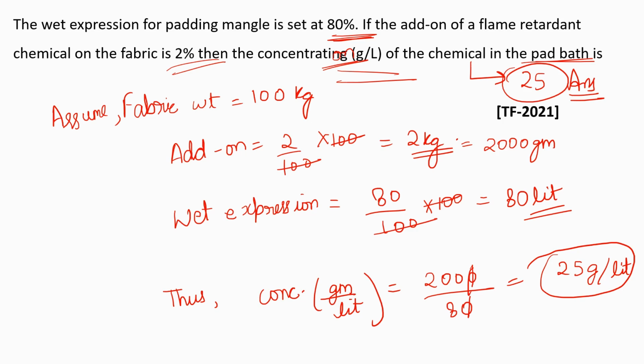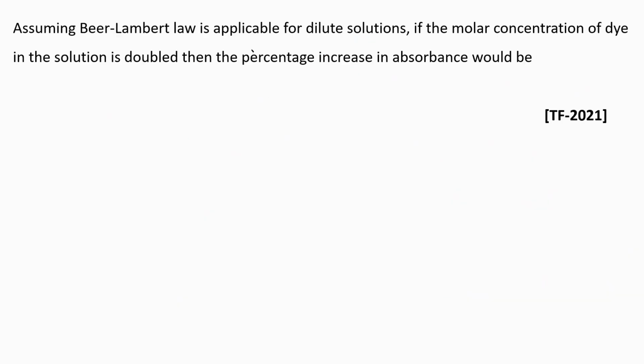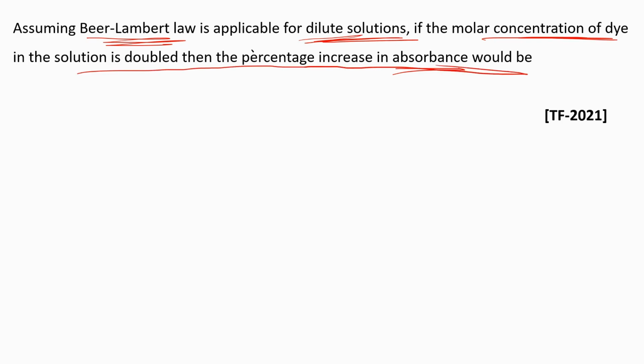Now coming to the next question. This is also from chemical processing. It says that assuming Beer-Lambert's law is applicable for dilute solutions, if the molar concentration of the dye in the solution is doubled, then the percentage increase in the absorbance would be? You should know what absorbance is. It actually occurs in the dye solution.